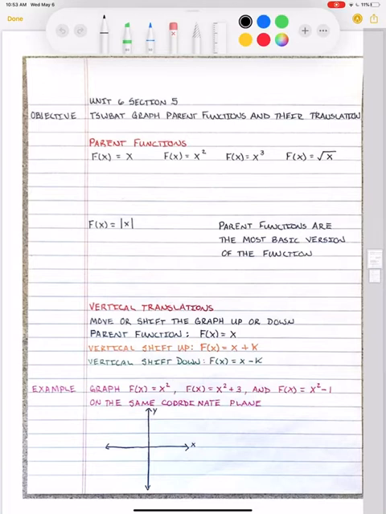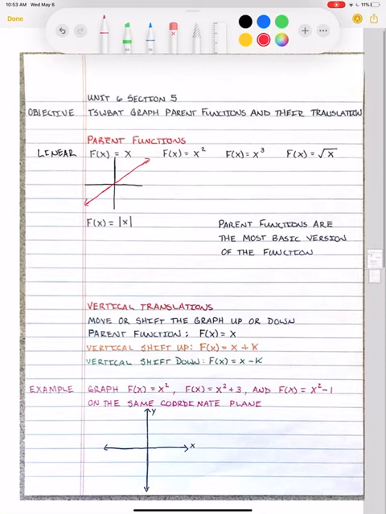So f of x equals x, first off, this is a linear function. Meaning it will give you the graph of a straight line. Okay, f of x equals x will always give you the line that cuts diagonally through the coordinate plane. And we always want to label our graph, so f of x equals x.